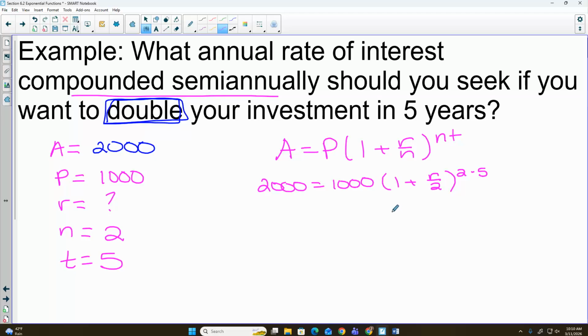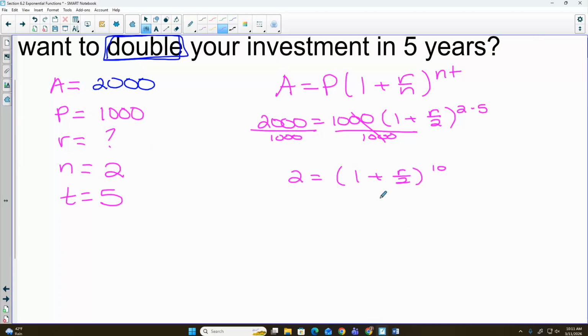All right, if I'm solving for R, how do I get rid of my 1,000? So we get 2 equals 1 plus R over 2 to the 10th. How do I get rid of a 10th power? 10th root. You could put that in your calculator, but it's just going to be an ugly decimal, so I'm just going to wait for a minute.